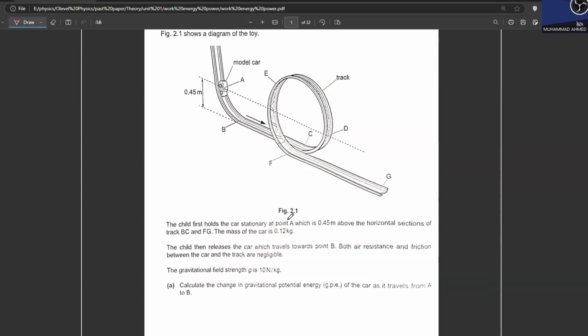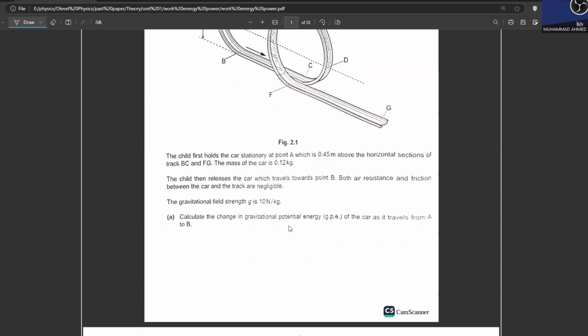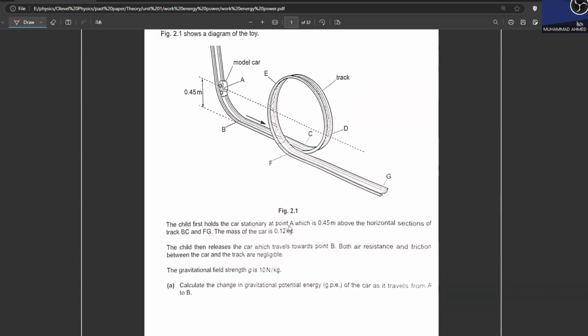The child first holds the car stationary at point A. So that means at this point A, if your car is stationary, the kinetic energy at point A will be equal to 0 joules. Since it is held stationary at A, the velocity at A will be 0. Point A is a distance of 0.45 meter above the horizontal sections of the track BC and FG. The mass of the car is this.